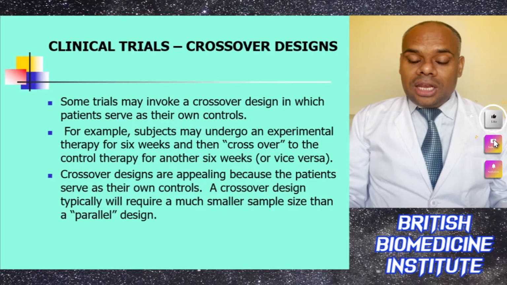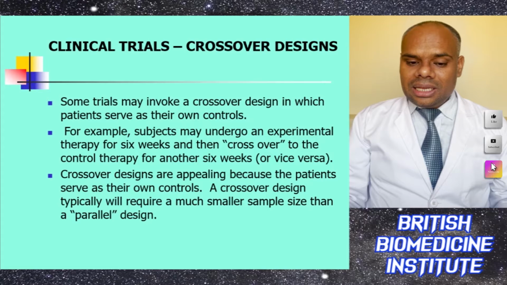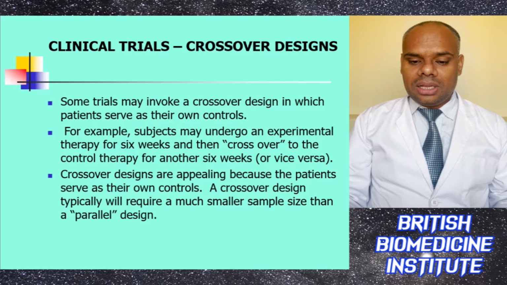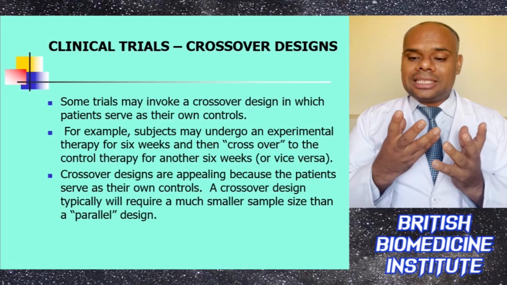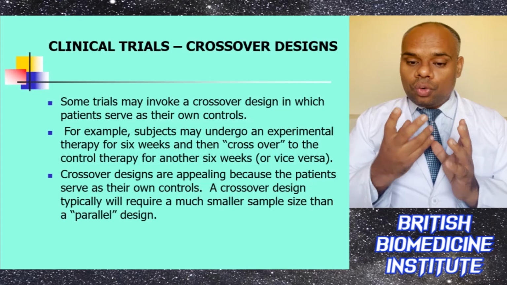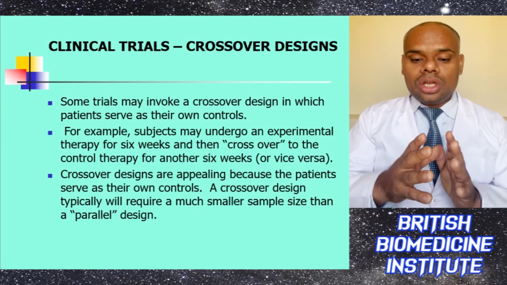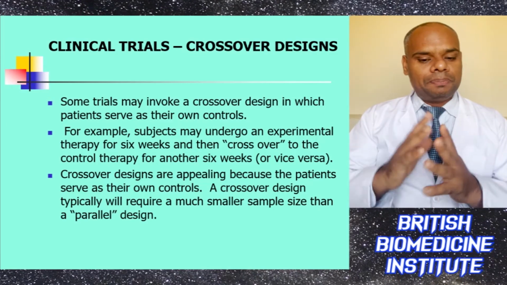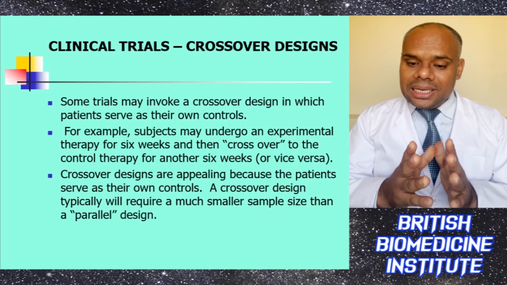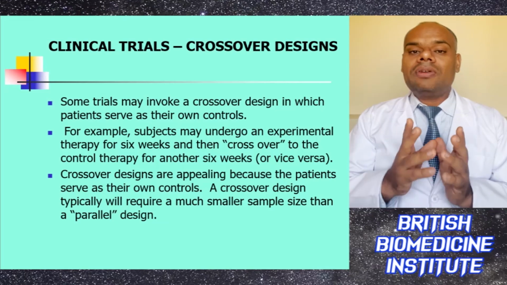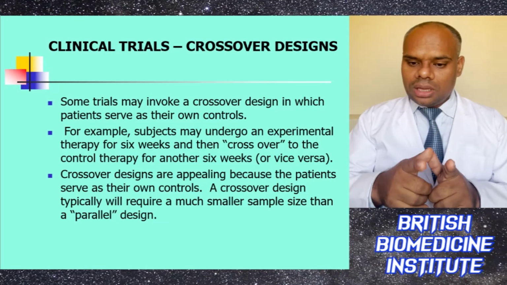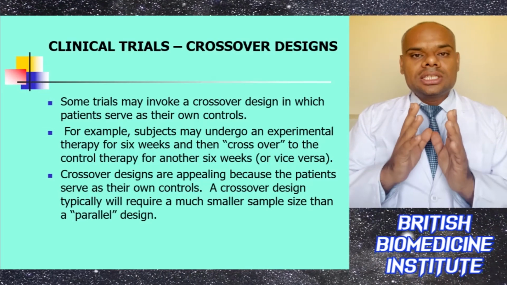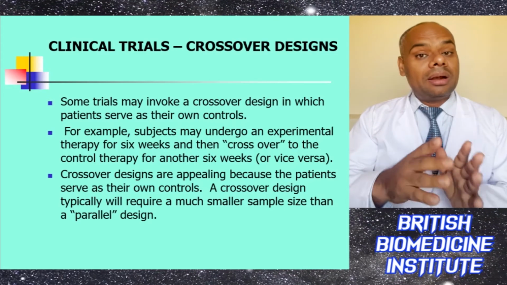Some trials may involve a crossover design in which patients serve as their own control. For example, a subject may undergo an experimental therapy for 6 weeks and then cross over to the control therapy for another 6 weeks, or vice versa. Crossover designs are appealing because the patients serve as their own control. Crossover designs typically require a much smaller sample size than the parallel design.